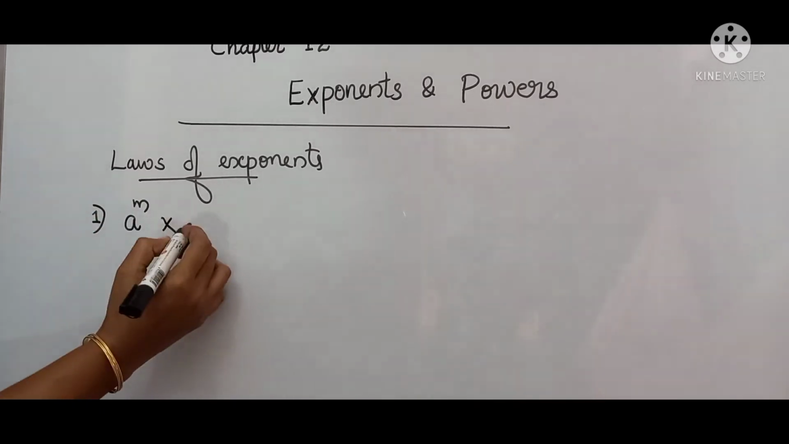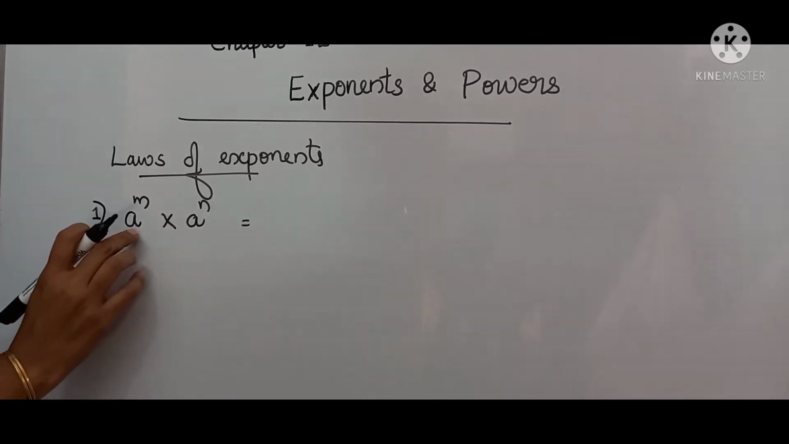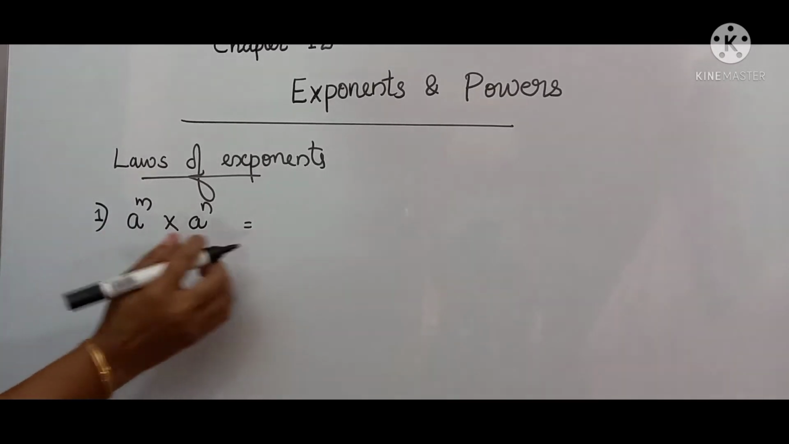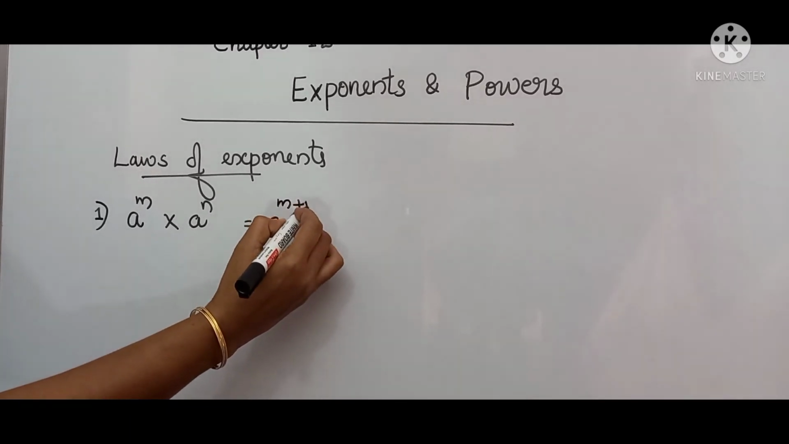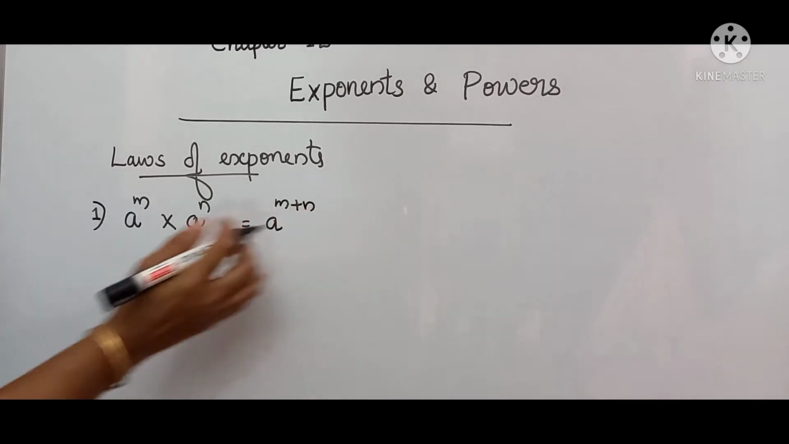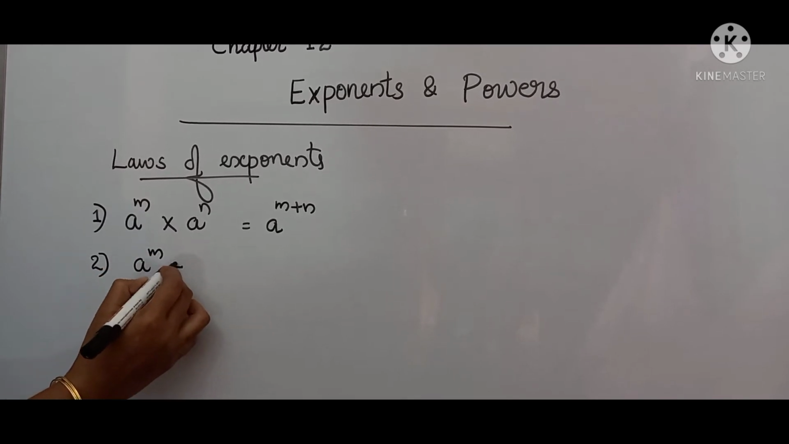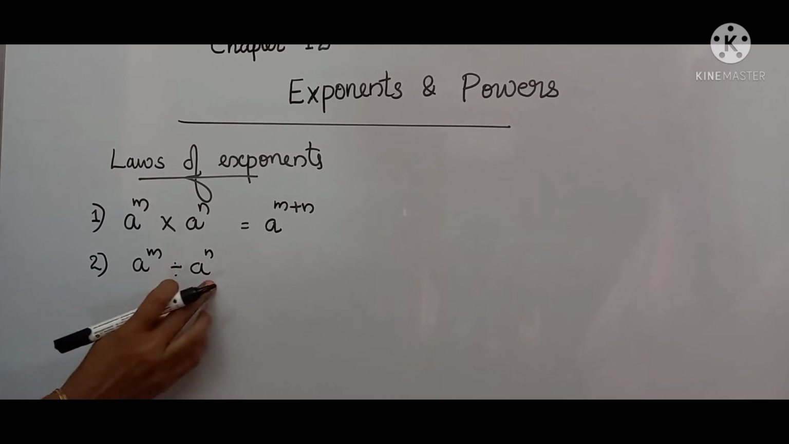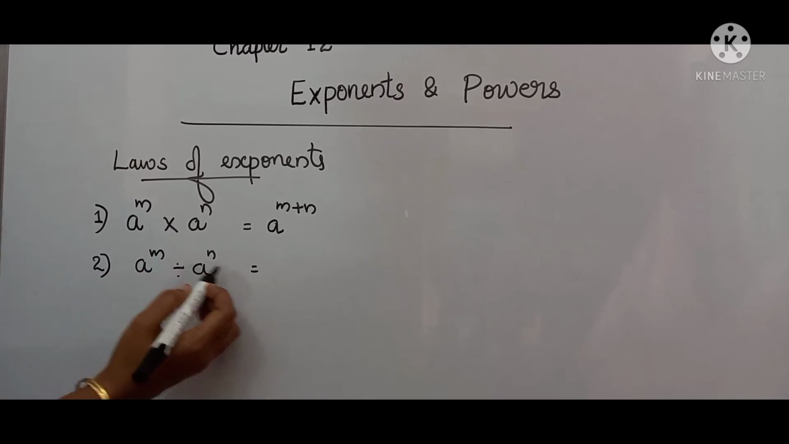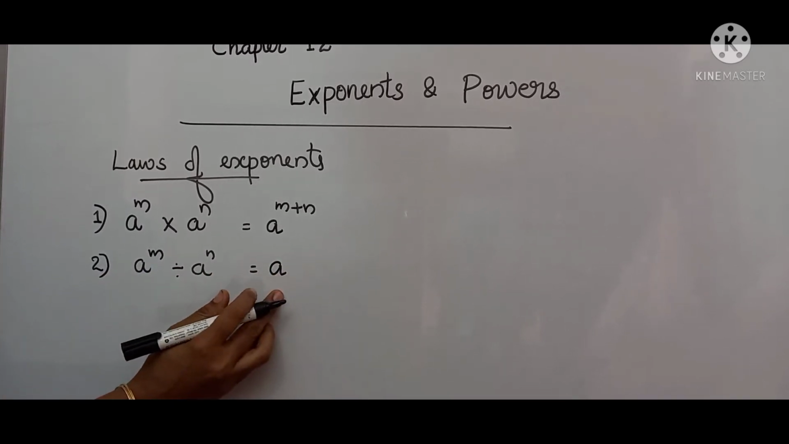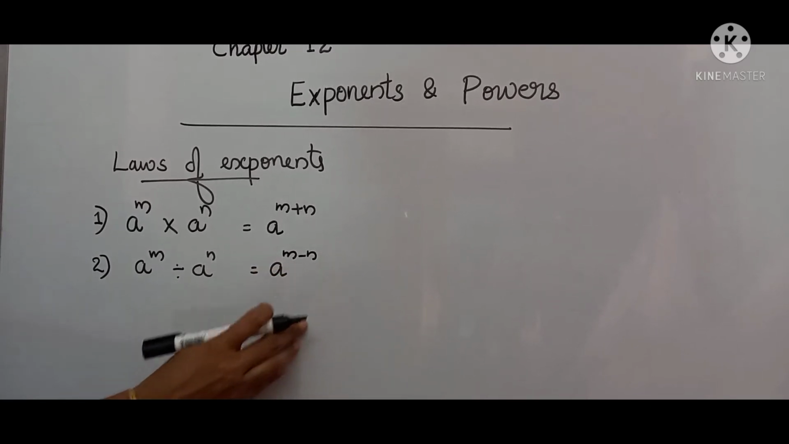Sometimes you may already know all these laws, but you have to be reminded. a raised to m into a raised to n is equal to, notice the bases are same. When the bases are same, we write that same base and find the sum of the powers, a raised to m plus n. The second law is a raised to m divided by a raised to n. Here also the bases are same, a, and only the powers are different, m and n. In that case we write the same base and subtract the powers, a raised to m minus n.